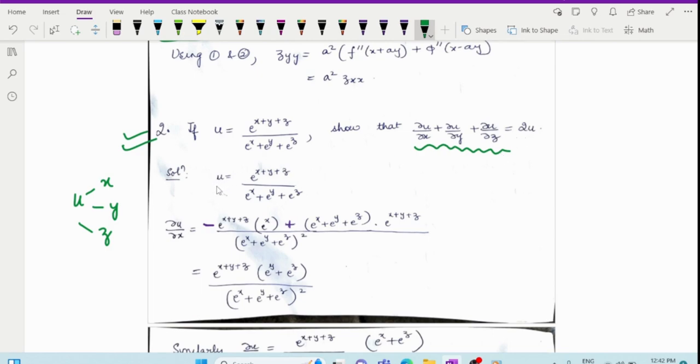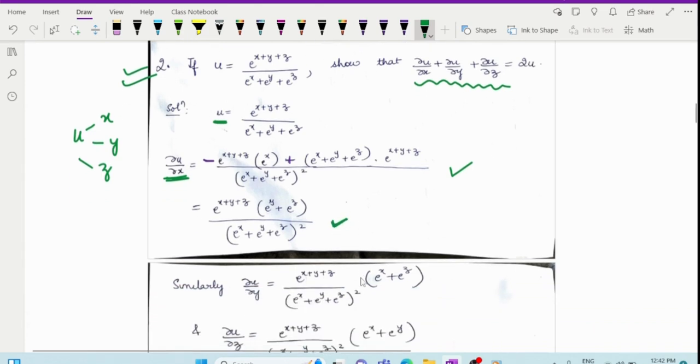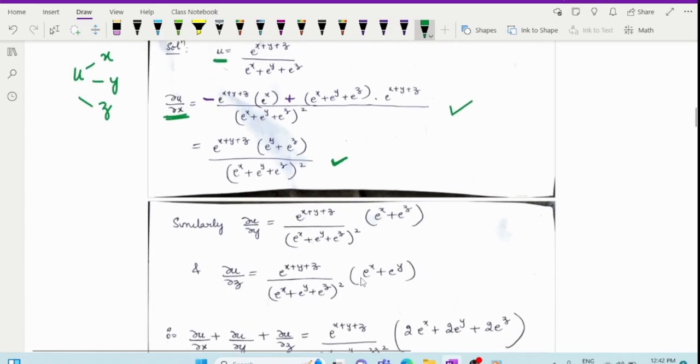Now it's an easy question. You just do del u by del x, treat this as a quotient of two functions of x, and straight away apply the quotient rule, keeping in mind that y and z are constants right now. When you're doing del u by del x, y and z are like constants. So you get del u by del x as this. And since u is a symmetric one in x, y and z, you don't have to calculate again. You can similarly on the same lines write your del u by del y and del u by del z, just simply wherever for the x, e to the power y plus e to the power z was coming into picture.